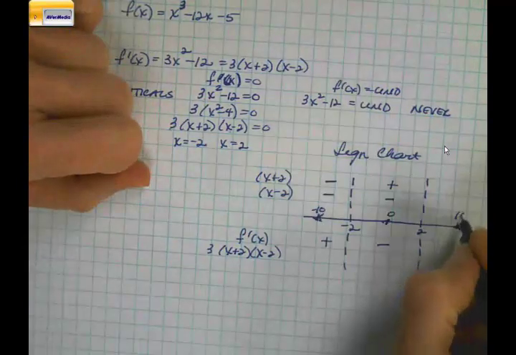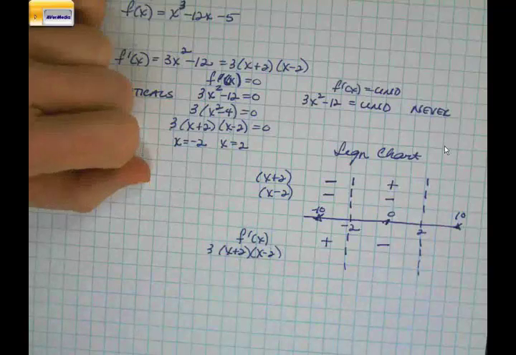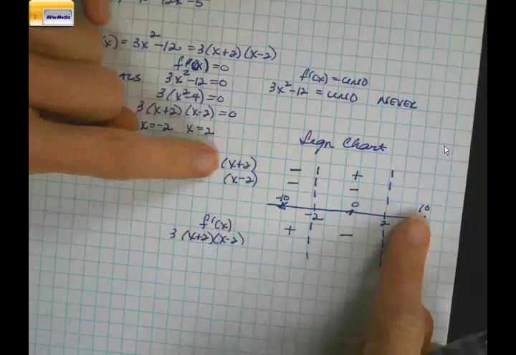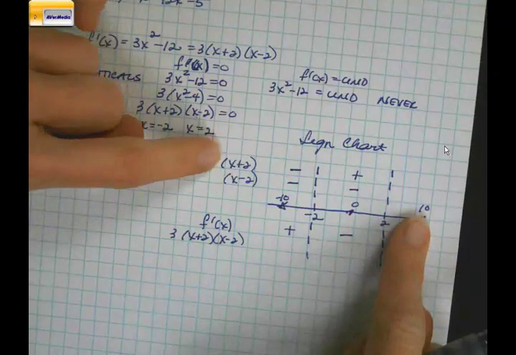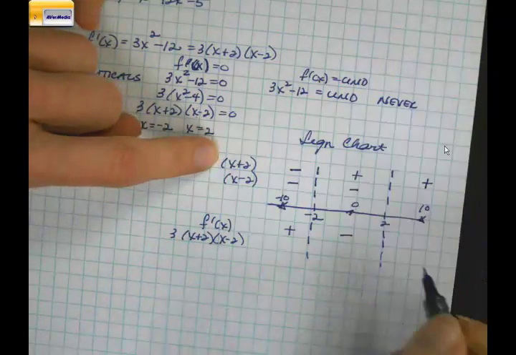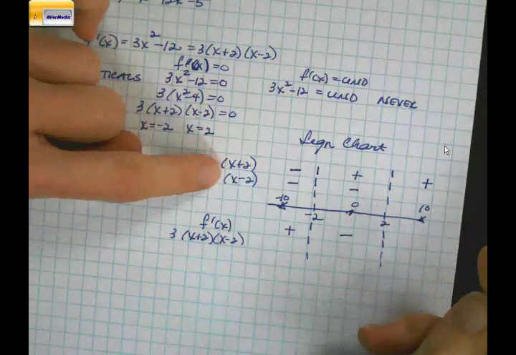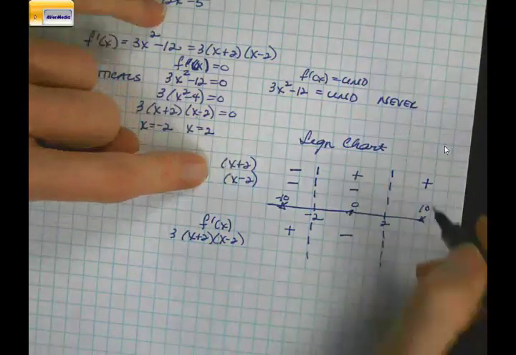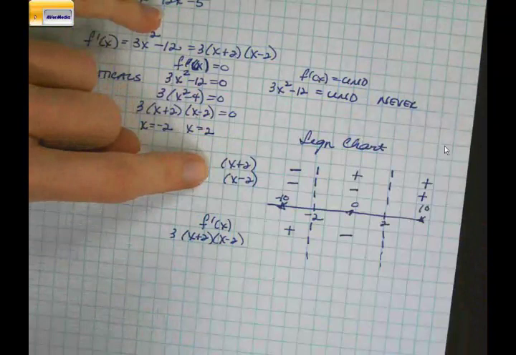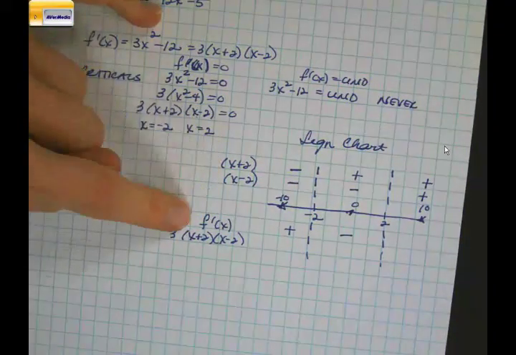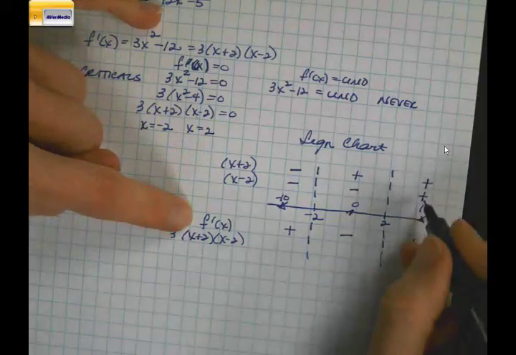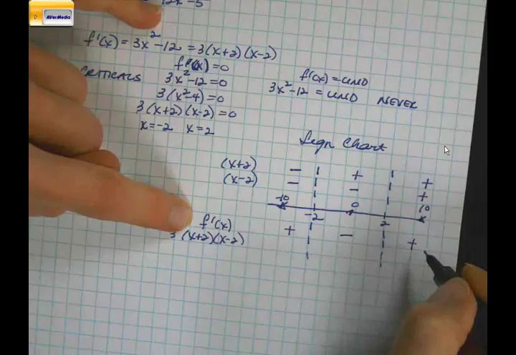To the right of 2, maybe I pick 10, or 1,000, whatever you want. If I pick 10, 10 plus 2 is a positive 12, so it is positive in this region. 10 minus 2 is a positive 8, so it is positive in this region. So the first derivative, which is a product of these two, is positive, because a positive times a positive is positive.